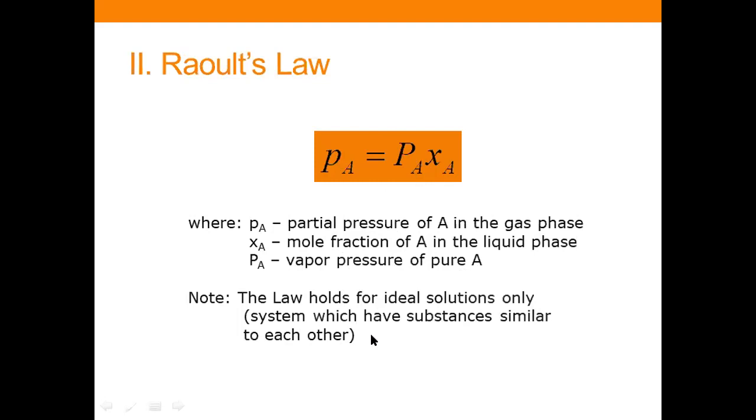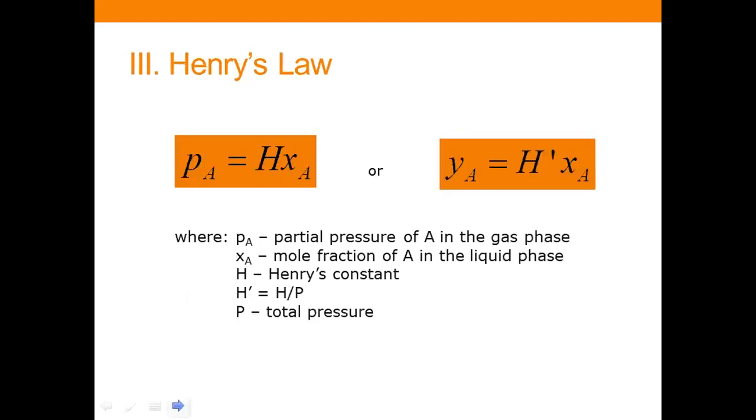So if your system is not ideal, you have an alternative equation to use, and that is your Henry's law. It's comparable to Raoult's law. The only difference is the constant here. In Raoult's law, you have the pure vapor pressure of A, but in Henry's law, you have the Henry's constant. Where are you going to get this Henry's constant? You can get this in the appendices of our reference books, or you can find this in the handbook as well, for a particular system, again, based on the temperature. So Henry's law is dependent on the temperature.